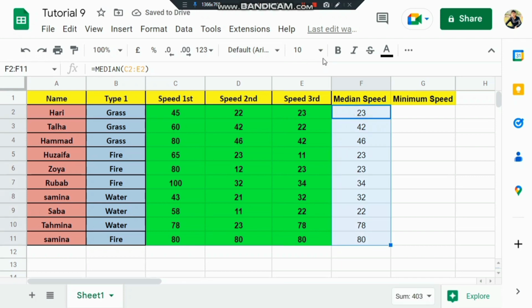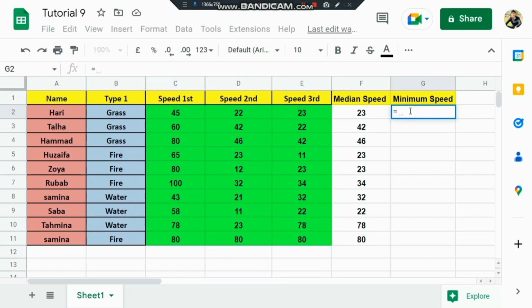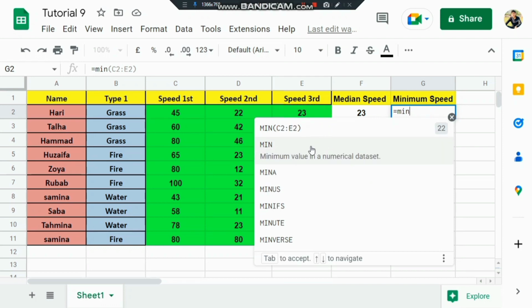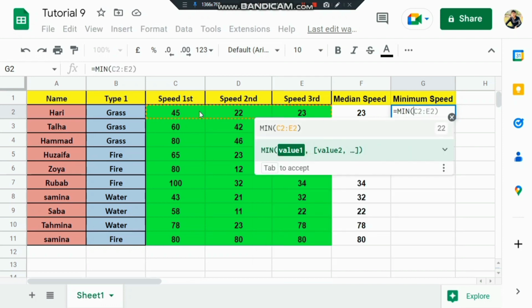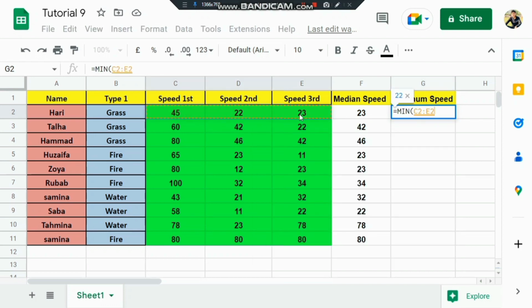Now the second question from the examiner is that you should also calculate the minimum speed. So who has the minimum speed? So the first day, the second day, and the third day. I use the =MIN formula to calculate all these three days' speeds to get the minimum day speed. So this is the minimum day speed.